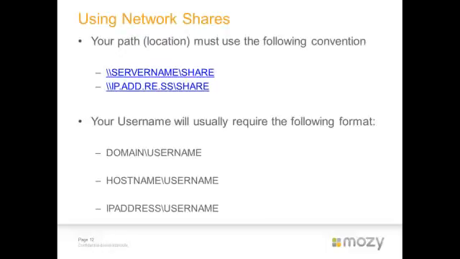Your path or location must use the following convention: \\servername\share, for example, \\servername\Niall, or it can also be \\IP address\share. Sometimes with Windows you have problems with accessing network shares more than once. So sometimes you can bypass that and create 2 connections to the one network share by having one connection use the server name/share and the other connection using the IP address/share.